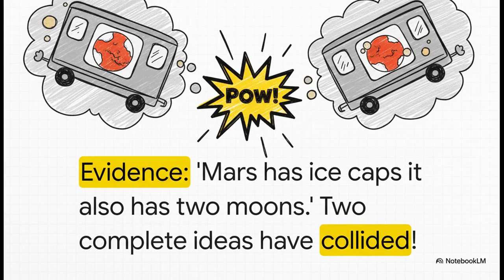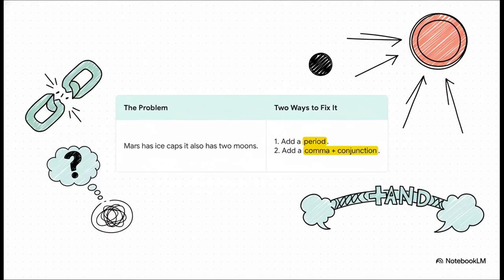Let's check out the evidence. Mars has ice caps it also has two moons. See what's happening? You can almost hear the two complete ideas just colliding. Idea 1, Mars has ice caps. Idea 2, it also has two moons. They're both complete thoughts, but they've just been smashed together. So how do we fix this chaos?